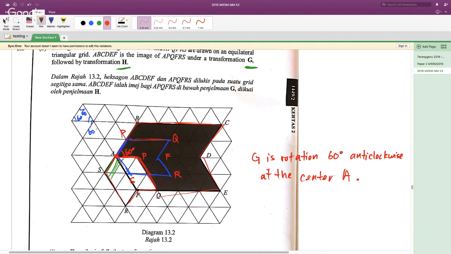Then after that, I will do the enlargement. Enlargement is pretty simple. Compared to rotation, enlargement is very easy. What you need to do is just connect point to point. That means I will connect my Q to the C. So if I connect my Q to the C, this is what happens. Let me just use the straight line to let you see that.